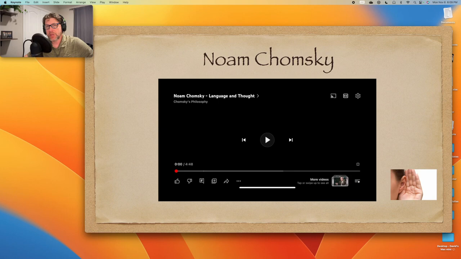Okay, so now who we're going to hear from is Noam Chomsky. If you're not aware of who Noam Chomsky is, he's arguably one of the, I don't know if you'd say most, definitely in the field of linguistics, one of the most influential linguists. He's called the father of modern linguistics. I've heard that he is actually one of the most cited intellectuals.